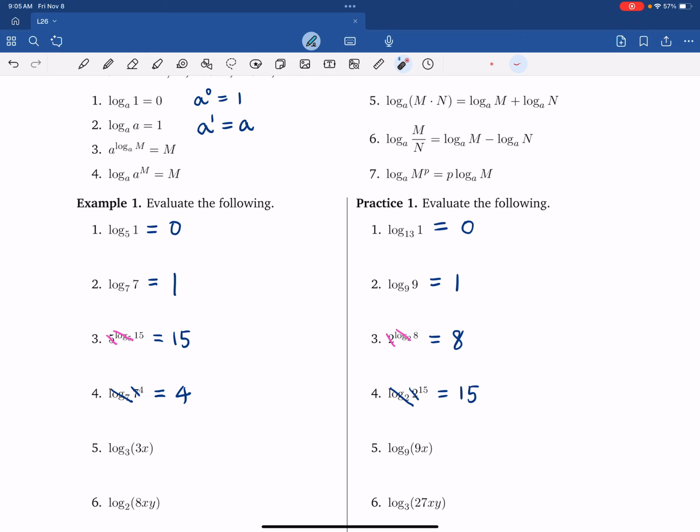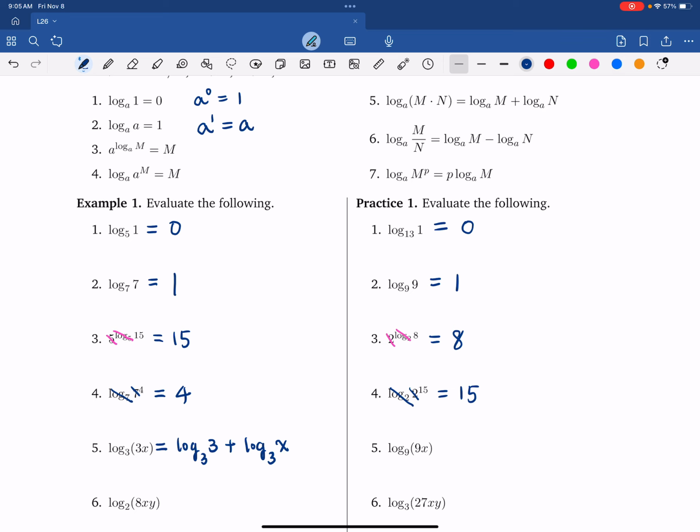But this one, for number 5 in example 1, we have just one log, but we can use this property to expand it and evaluate. So according to this property, you will do log base 3 of the first factor, which is 3, plus log base 3 of the second factor, which is x.